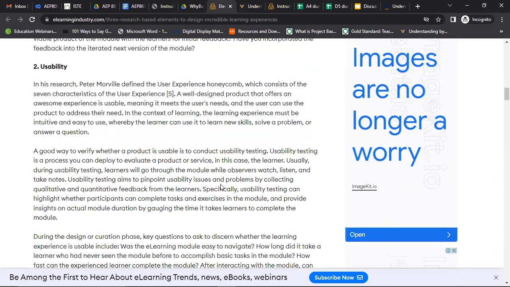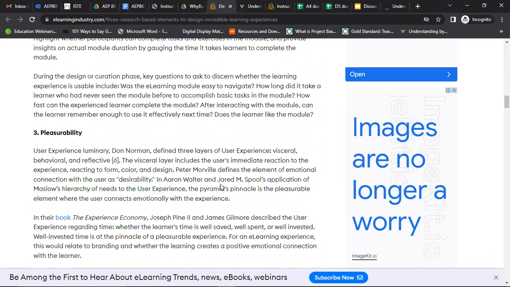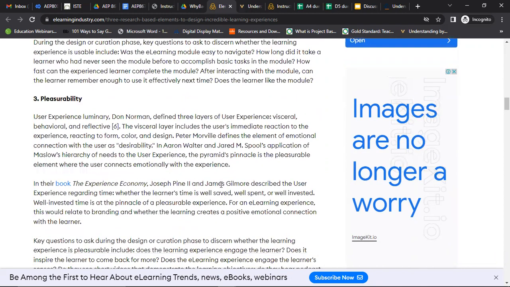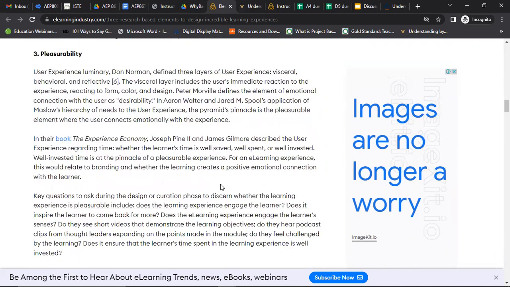The second is usability. Is it clear? Is it concise? How do we structure our learning experiences for students? And the last one is pleasurability. How do we inspire students to want to learn more about the concept?